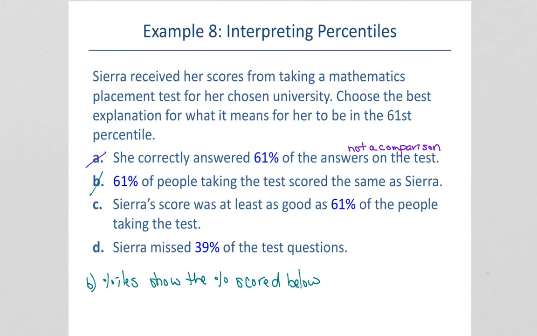D says Sierra missed 39% of the test questions. Again, not a comparison. So it can't be D. E says Sierra's score was at least as good as 61% of the people taking the test. Yes, she scored at least as good or better than 61% of the people taking the test.